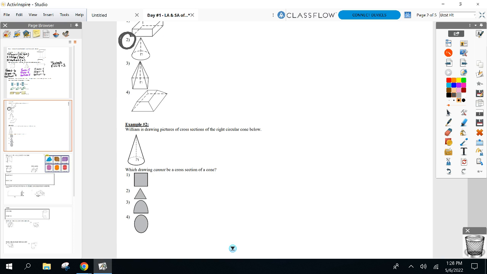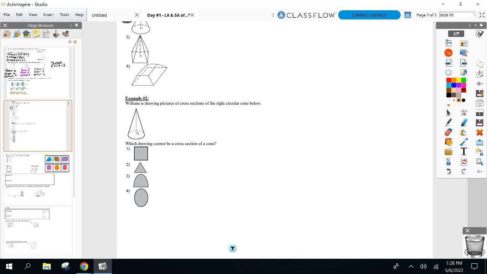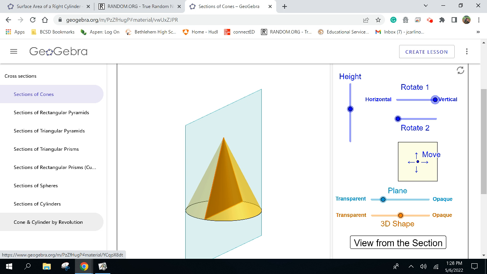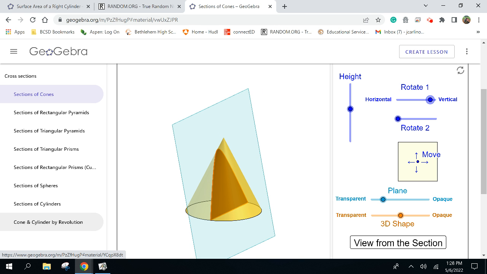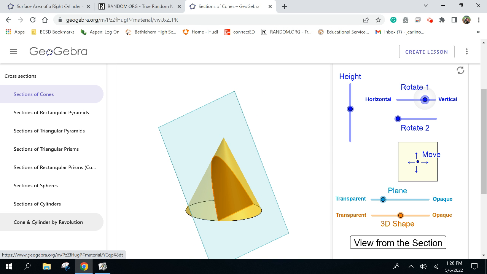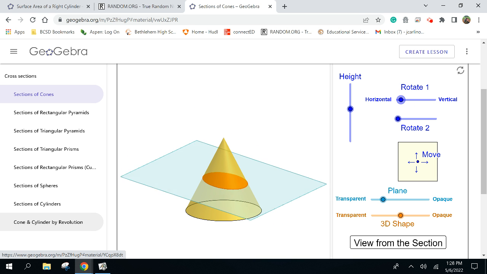Speaking of a cone, which one of these four shapes will never be a cross section of a cone? I always like to see the visual. Here's my cone. Well, you can get rid of the triangle. We definitely get a triangle. Let me go slow. Ready? Go backwards here. And there we go. So which one am I never going to get on a cross section of a cone?